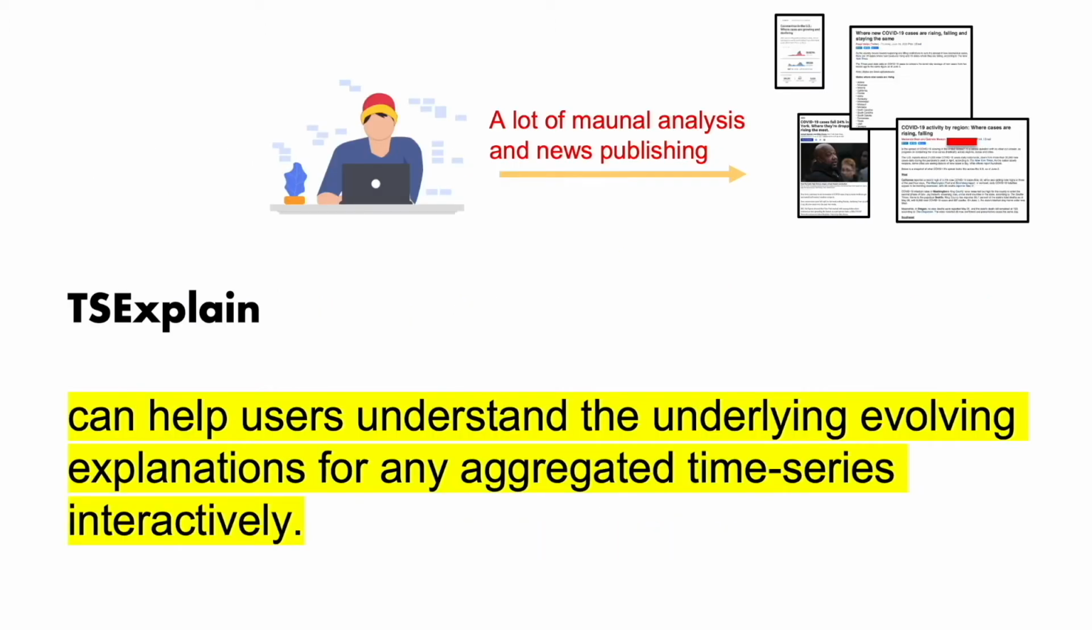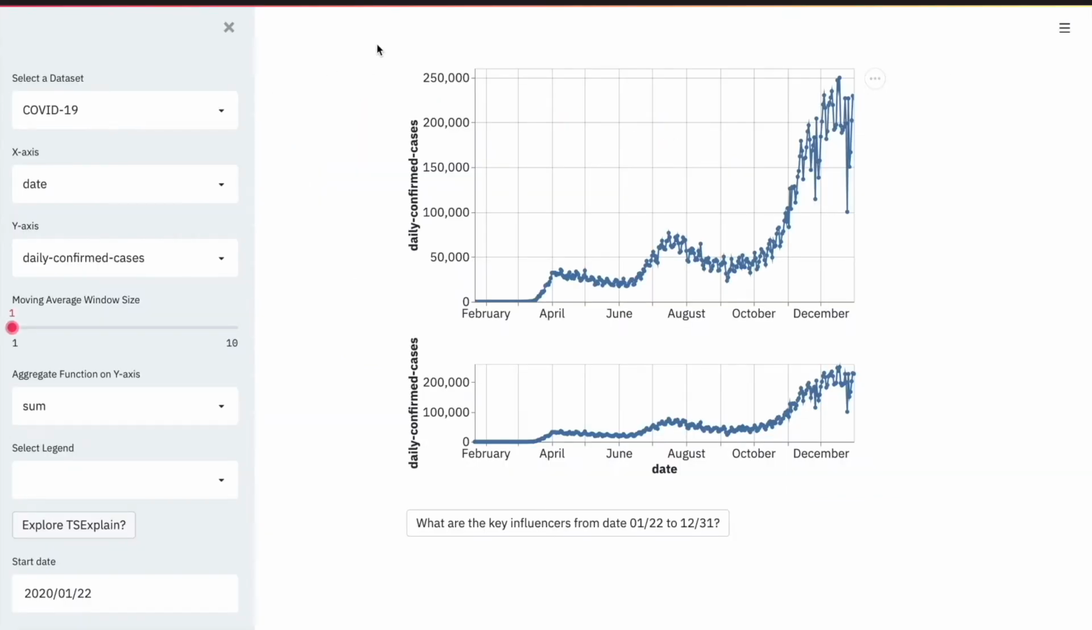Different from journalists' manual analysis and news publishing, from time to time, TSExplain could automatically help users understand the underlying evolving explanations for any aggregated time series interactively. Here we demonstrate how to use TSExplain to find the underlying evolving explanations for the daily confirmed COVID-19 cases. First, we choose the COVID-19 dataset and the date as x-axis, daily confirmed cases as y-axis.